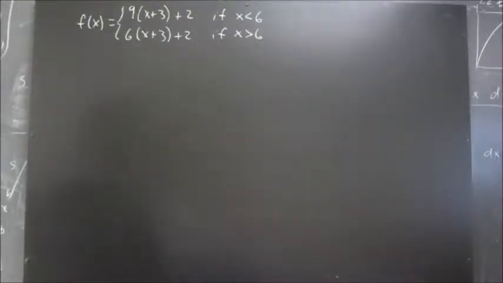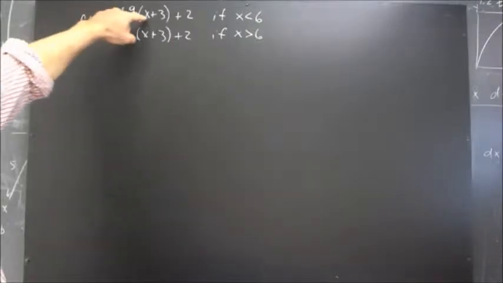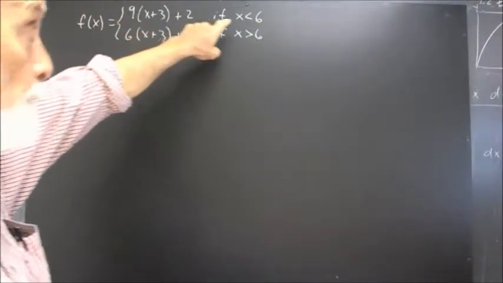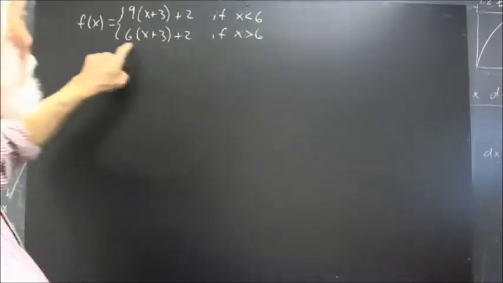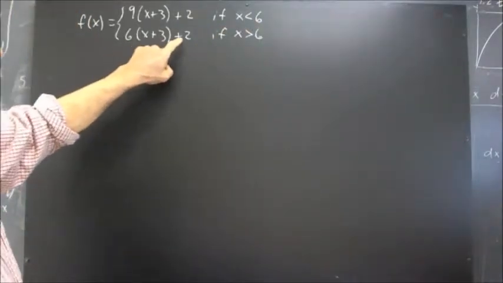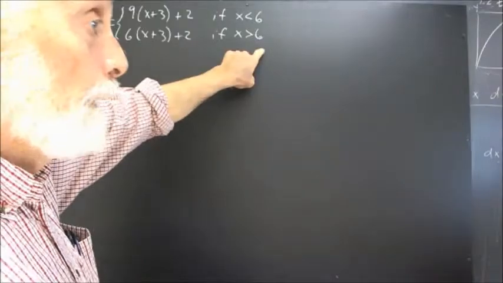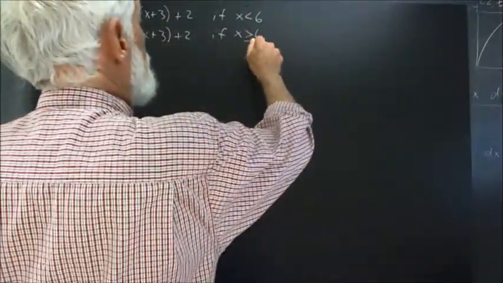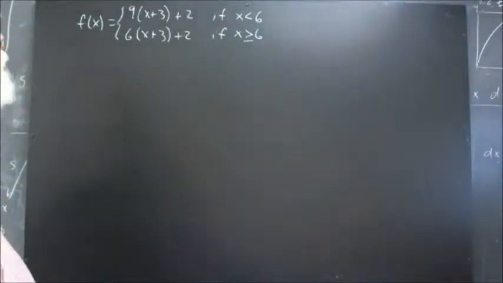Question was about the function f of x that's equal to 9 times the quantity x plus 3 plus 2 if x is less than 6, 6 times the quantity x plus 3 plus 2 if x is greater than or equal to 6. How do we graph this?